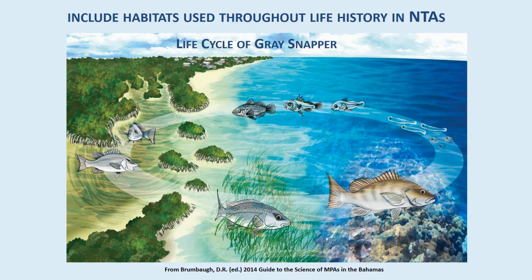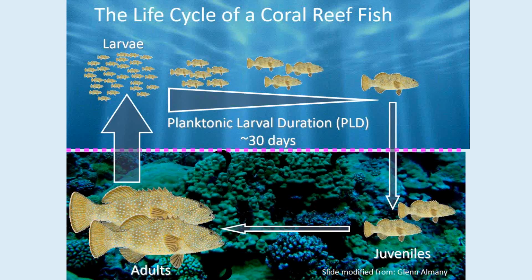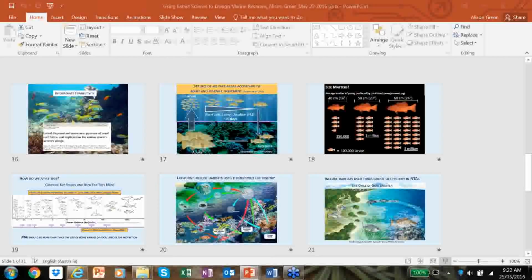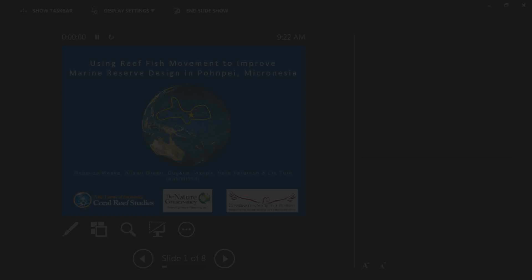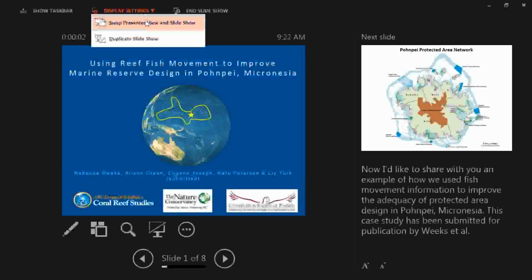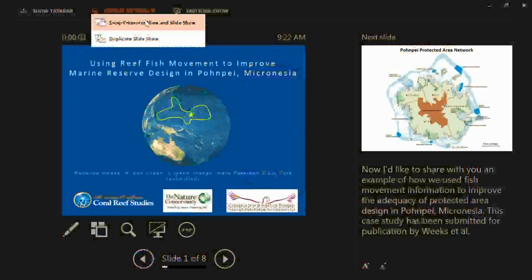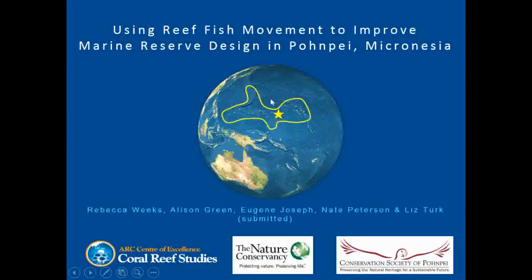This is a grey snapper that has the same sort of movement pattern. Right, now what I'm going to do is shift to another presentation where I'm going to give you an example of how we have recently used this information to improve the design of a no-take area in this place called Ponape, right here in the middle of Micronesia. And Ponape is a place that has one big island and a number of remote atolls.